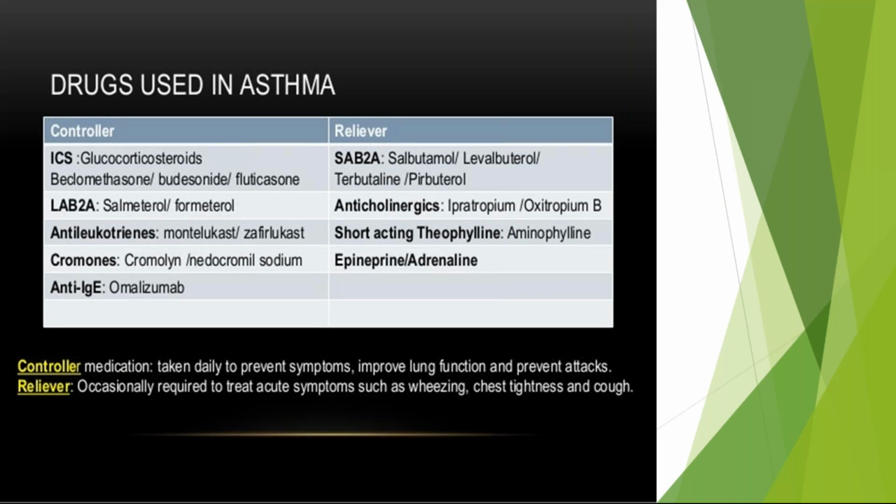These are inhaled glucocorticosteroids like beclomethasone, budesonide, and fluticasone; long-acting beta-2 agonists like salmeterol and formoterol; anti-leukotrienes like montelukast and zafirlukast; cromones like cromolyn sodium and nedocromil sodium; and anti-IgE like omalizumab.